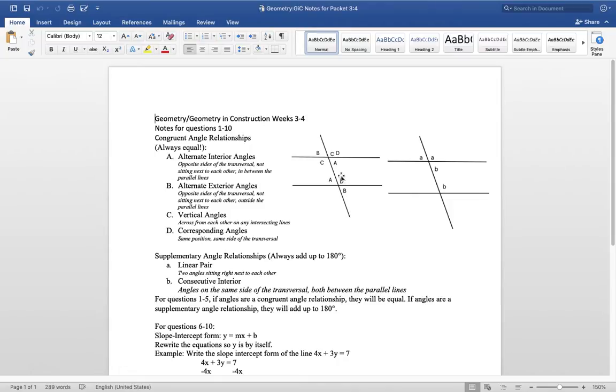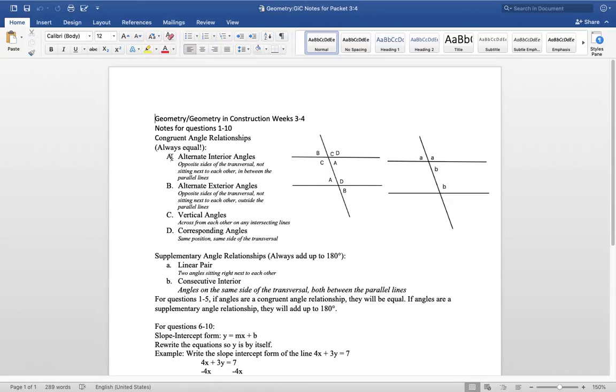Then we have vertical angles, which would be C. Those are across from each other on any set of intersecting lines. Does not have to be parallel lines. Vertical angles are always congruent. Okay, and then the last one is corresponding angles. That means they're in the same position on the same side of the transversal. So D and D, those are corresponding angles.